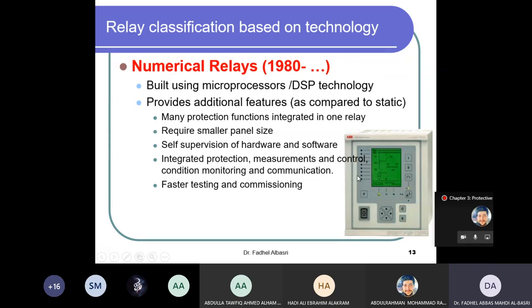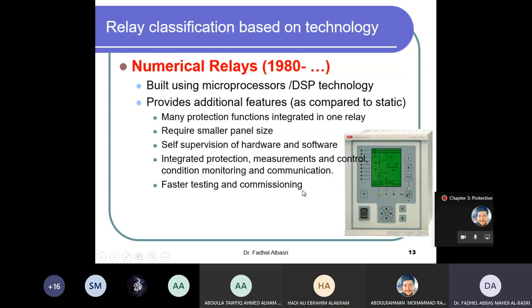It integrates protection with measurements and controls. Not only can it detect faults, but it can also show you the power flow, the current, the voltages, the power factor; it can do measurements also. It has also control actions. It also has a communication module within it, while this is not applicable to the previous technology.